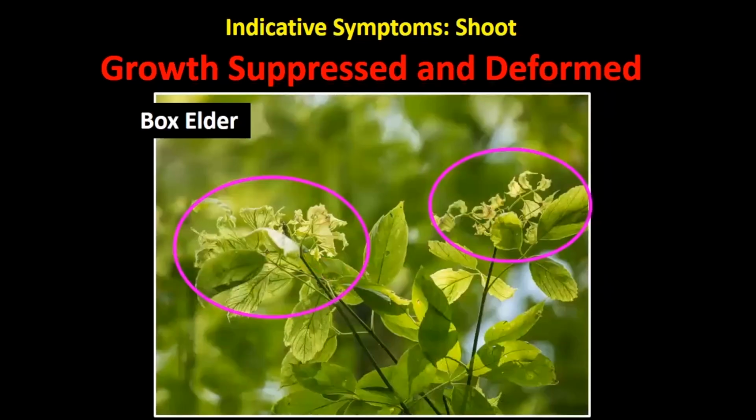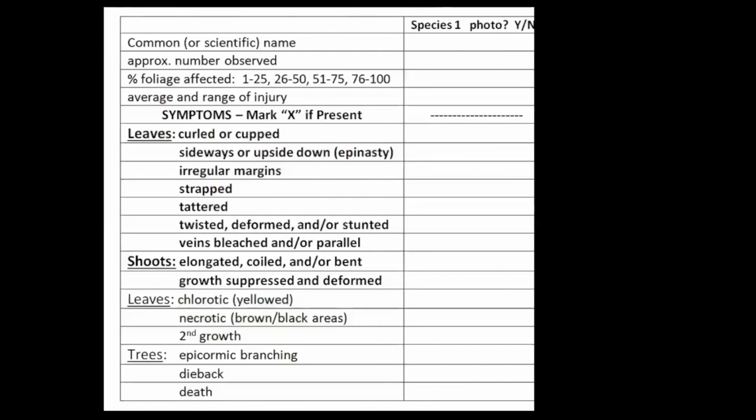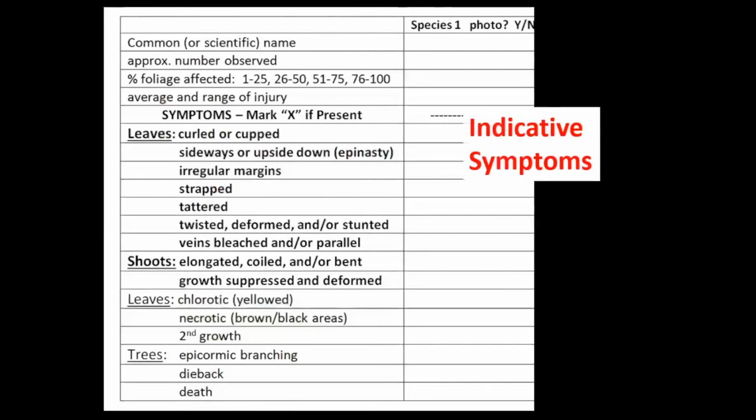I want to show you another species that seems to be extremely prone to show this particular kind of symptom, and it's box elder. If you look at the foliage in this slide, you'll see that the bottom foliage closer to the trunk on the tree looks normal, but the shoot itself is not developing properly. The shoot is being growth suppressed. The leaves are being deformed. Okay, so there's a quick look at our indicative symptoms.